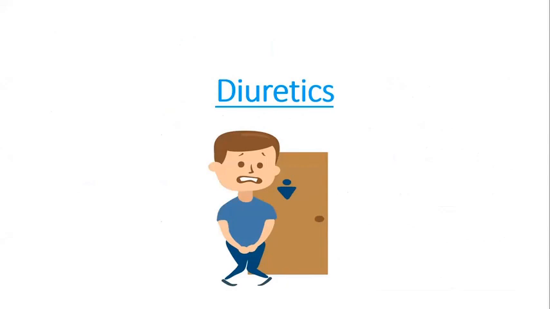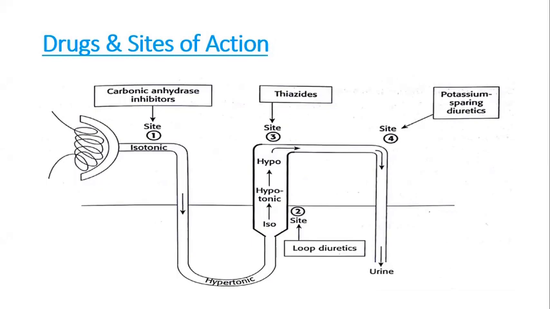Today's topic is diuretics. It's a small topic, so let's get started. First, we're going to look at drugs and sites of action. The first one is carbonic anhydrase inhibitors. Their site of action is the PCT, as you can see, the proximal convoluted tubule.